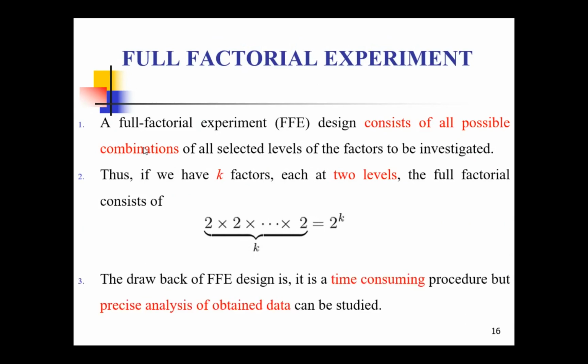But the drawback of this full factorial design is it is a time consuming procedure, but precise data analysis is possible with this. So we should know this 2 power k in all the full factorial experiments at 2 levels. If it is 3 levels, then this formula will become 3 power k, where 2 is the level and k is the number of inputs.